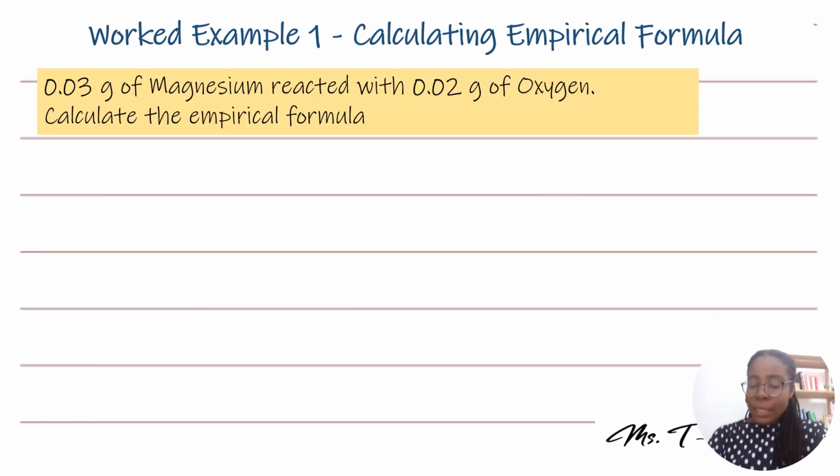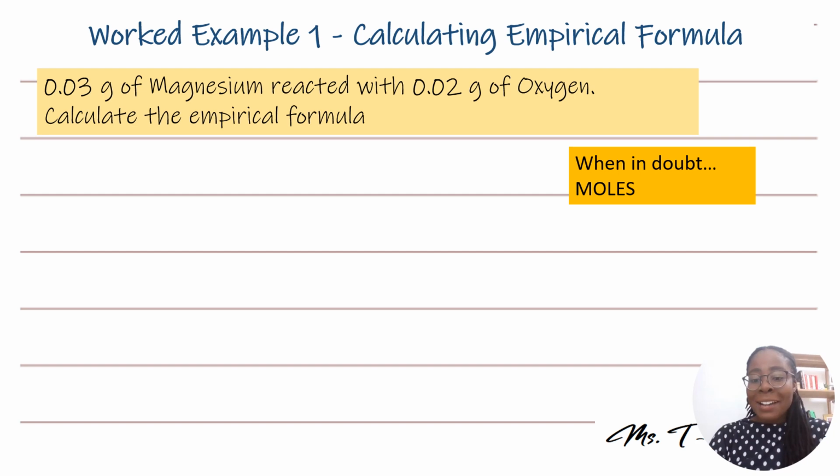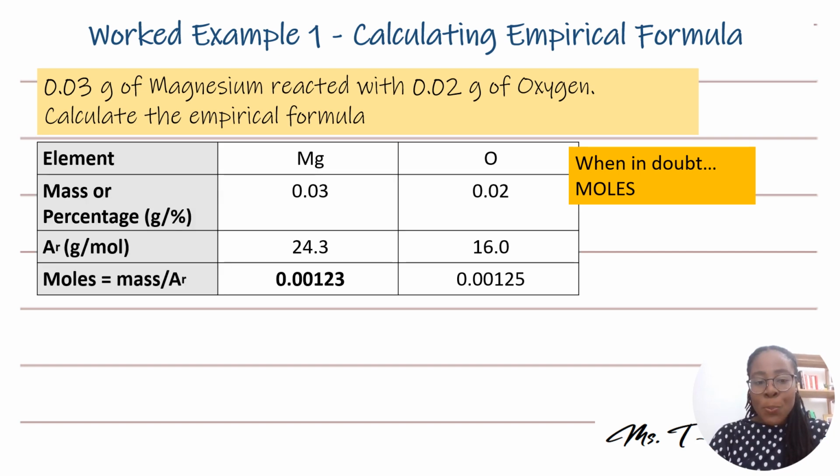When it comes to calculating empirical formulae from data, we can do that from masses or from percentages. We can treat them in exactly the same way. So if we start here with trying to find the empirical formula of magnesium oxide, given the mass of magnesium and the mass of oxygen that it reacted with, we know when in doubt, we're going to find the moles. So moles equals mass over the relative atomic mass. And so for magnesium, we get 0.00123, and for oxygen, we get 0.00125.